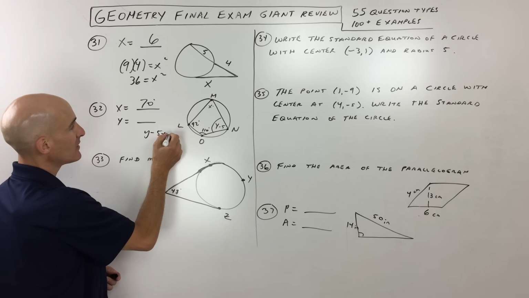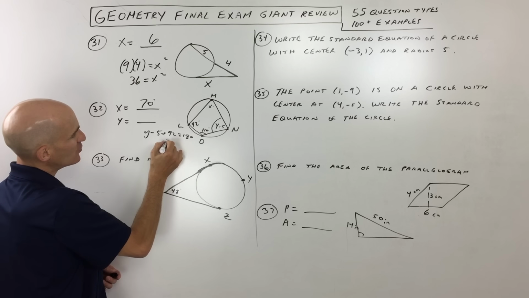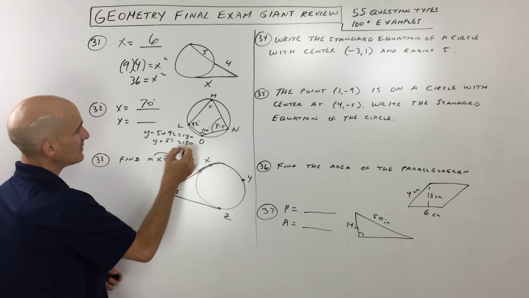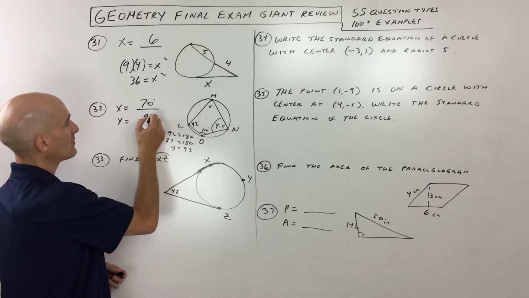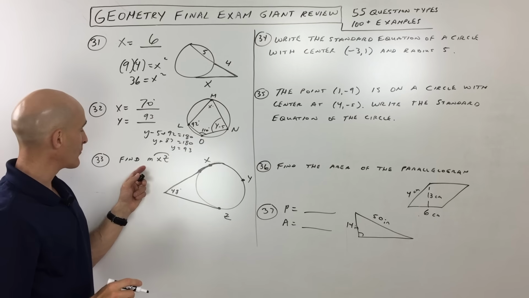y minus 5 plus 92 equals 180. So let's see, that comes out to what, 87, right? Subtract the 87, and what does that come out to? Is that 93? Yeah, 93. Okay, so that was a good one. So opposite angles are supplementary.